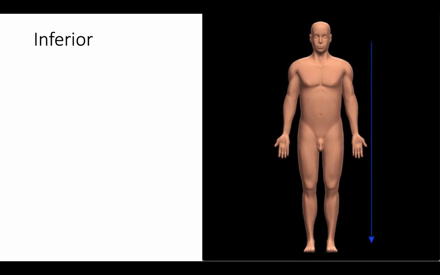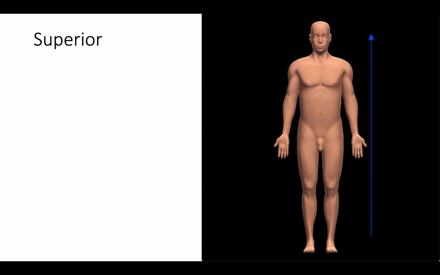Inferior is a term that we use when we're talking about the entire axis of the body. And so inferior means towards the foot. So we could say that the navel or the belly button is inferior to the nose. Superior is the opposite direction that's going towards the head. So we could say that the nose is superior to the knee.